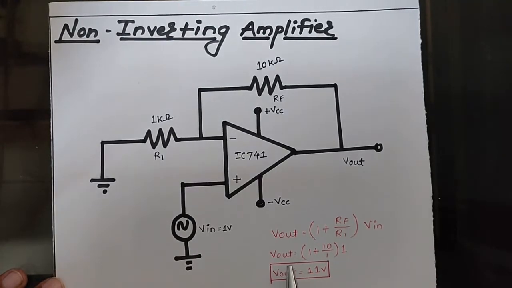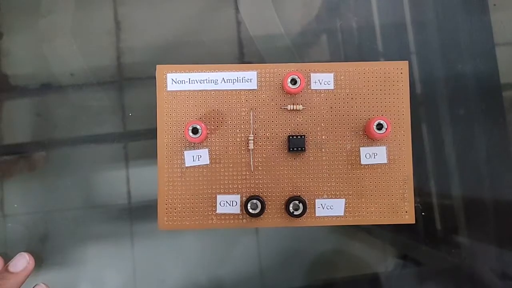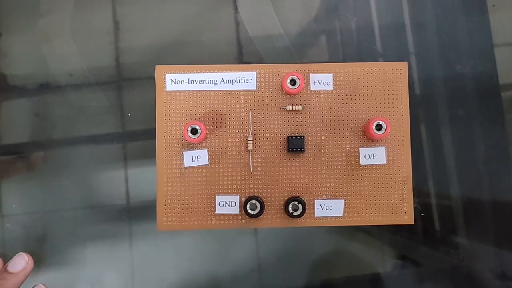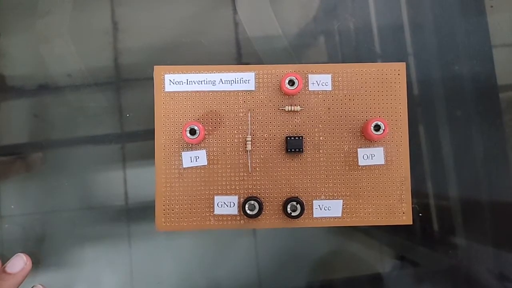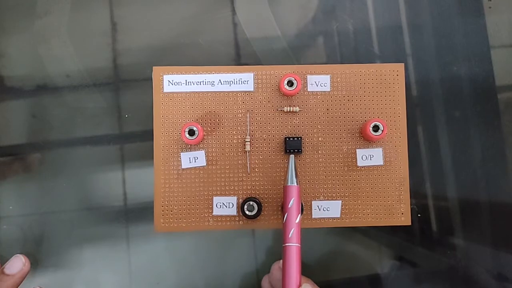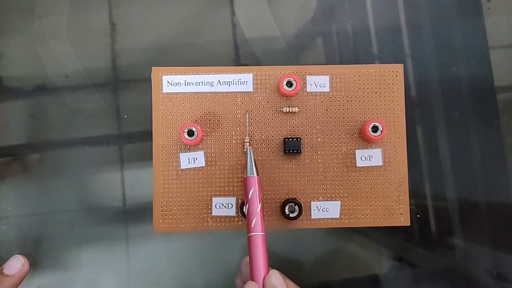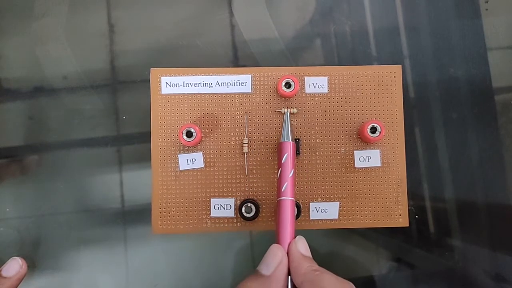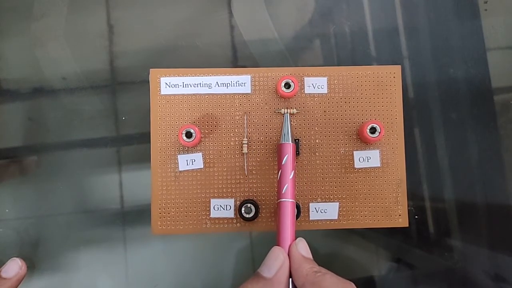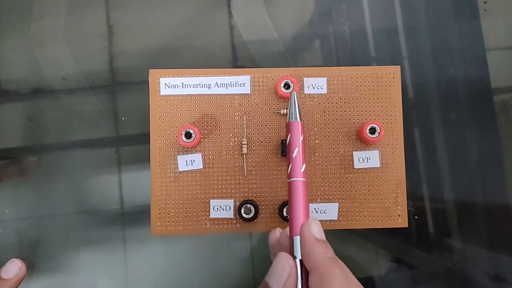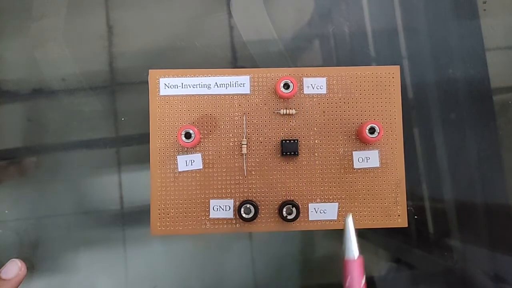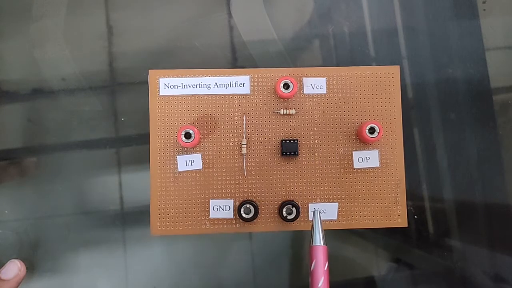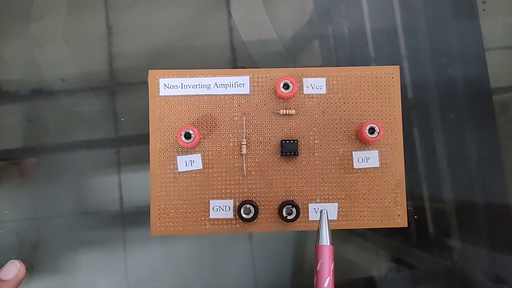Now let's see the practical kit for this experiment. This is the practical kit which we are going to use. This is your IC741, that is the op-amp. Then this is your input resistor, R1, which equals 1 kilo ohm. Then this is your feedback resistor, RF, which equals 10 kilo ohm. Then this knob is for plus VCC and minus VCC, because our op-amp requires the dual power supply.